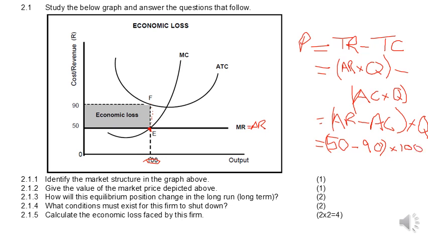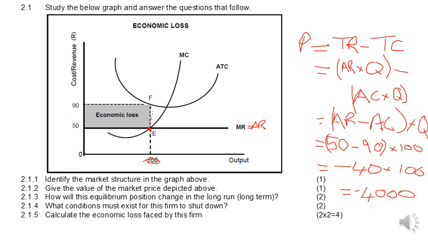50 minus 90, negative 40, multiplied by 100, gives you negative 4,000. It's negative because we're making an economic loss.